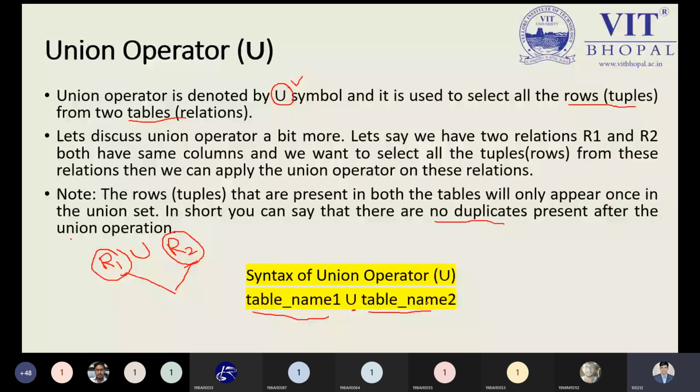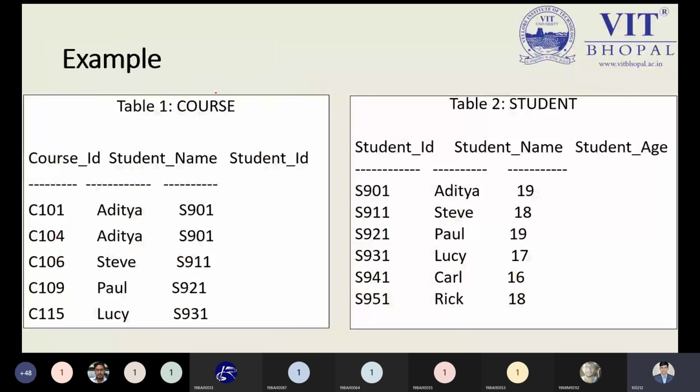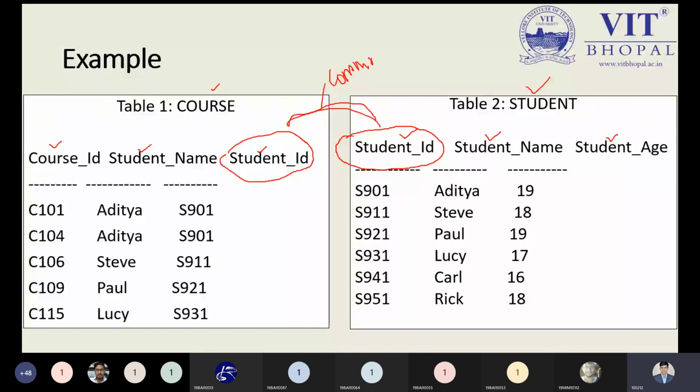In the example, in table one we have the course, and in the other table we have the student. Now course id, student name, student id. So how many columns do we have? Three columns: course id, student name, and student id. In the student table we have the student id, student name, and student age. So what is the common thing we have over here? Here we have the common thing, that is student id, and here we have the student id. So on this attribute we can perform the operation. Okay, so that must be the common thing. So we have the common attribute, or we can say the common column.